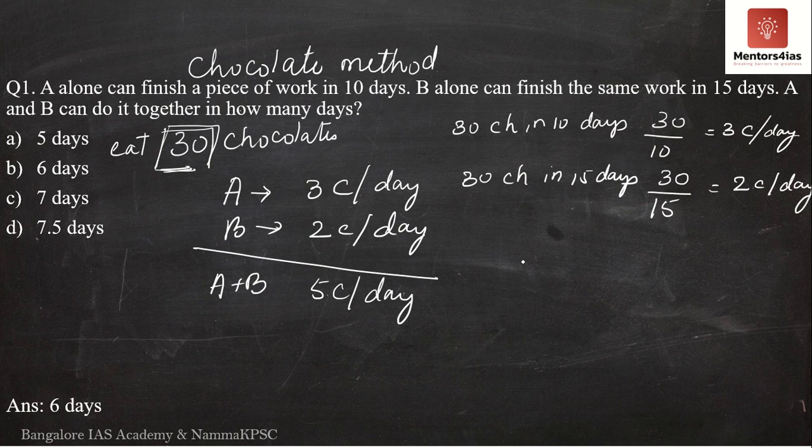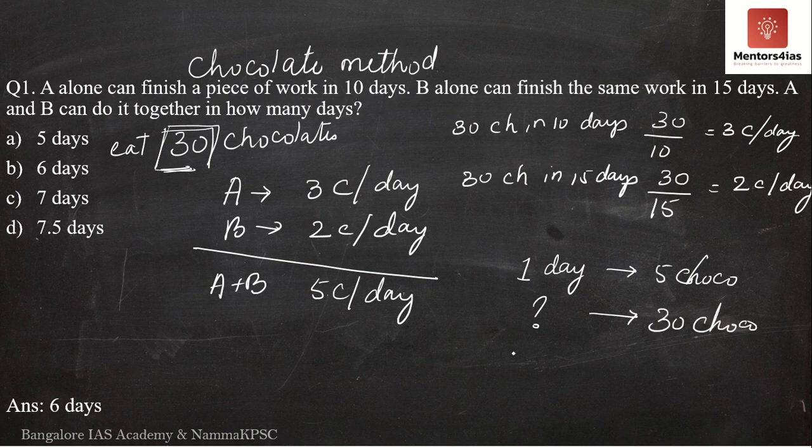So now the question is, if in one day they eat 5 chocolates, how many days will they take to eat 30 chocolates? Very same thing now. I take 30 here, multiply 1 by 30 and then divide it by 5. I take the question mark to the other side. I get 5. What is this? 5 sixes are 30. So they will take 6 days to eat 30 chocolates.